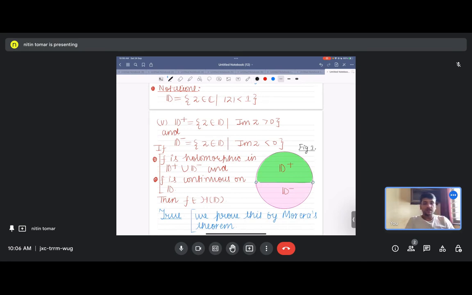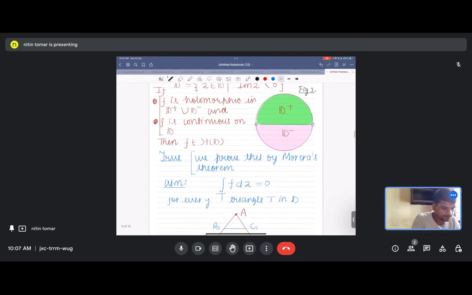And then we have to prove that this f is holomorphic in the open unit disk. Whenever you are given continuity on the domain, one thing to automatically apply is Morera's theorem. So we'll prove this fact by Morera's theorem. Our aim is to prove that the integration of f over any triangle in the domain is going to be zero.